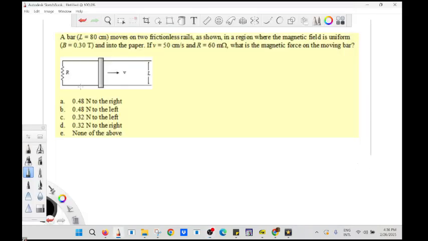So this one is about motional EMF. It's an EMF because the area here is changing. So someone is pulling, keeping that bar moving at a constant velocity. The length of the bar is given, and the magnetic field here is into the board. Okay, so that will be your magnetic field B. The velocity here is given.